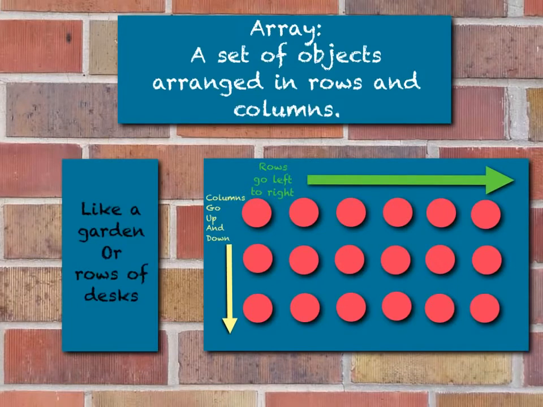So the definition of array is a set of objects arranged in rows and columns. And so to make an array, we place the same number of circles in each row and the same number in each column. So columns go up and down, guys, and rows go left to right. That's important to remember. Arrays kind of look like a garden or a row of desks. Anything that you can think of that would be in rows and in columns.